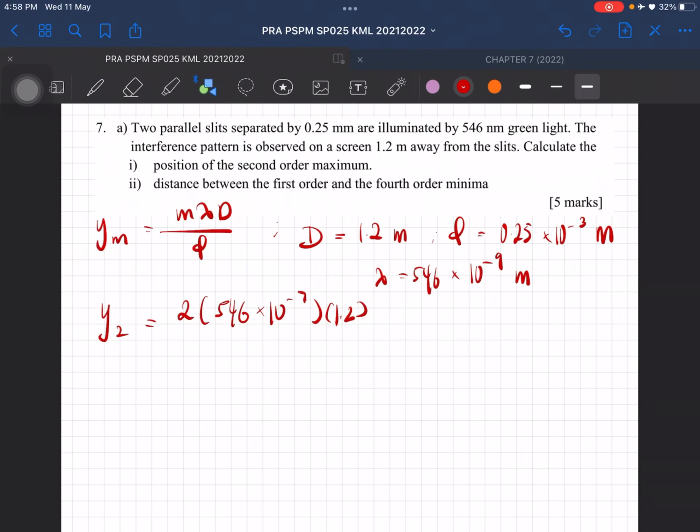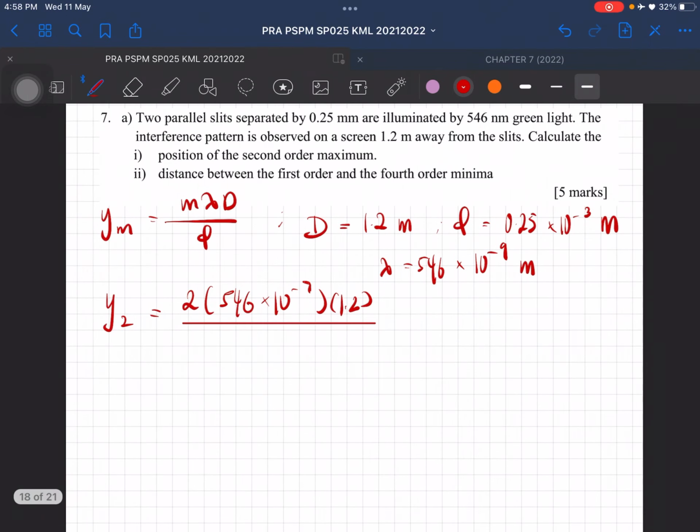1.2 over the small d, which is how much earlier? 0.25 times 10 negative 3. So the position of the second order maximum is 5.24 times 10 negative 3 meter.